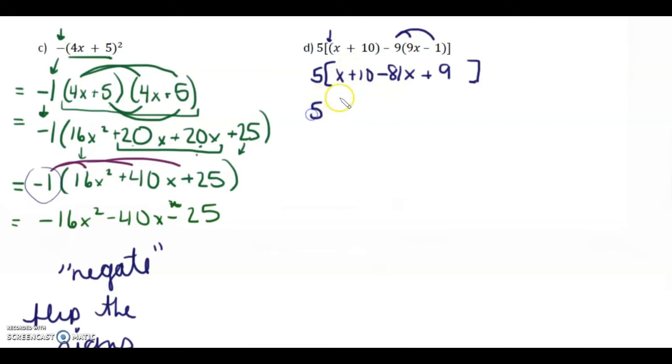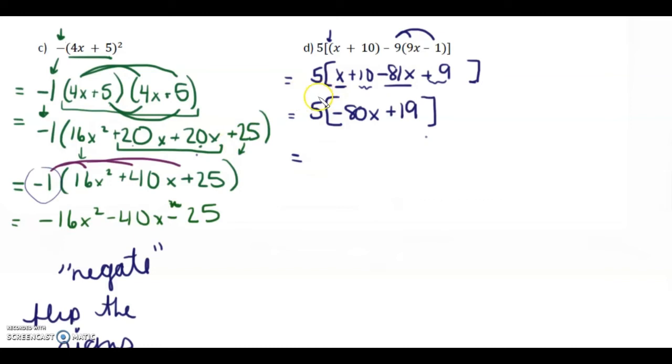Okay, bring that 5 down, big bracket. I can put equal signs. Now let's collect like terms here. 1 minus 81 is -80x. And then 10 plus 9 is plus 19. Okay, just remember these are not like terms because one has an x on it and one doesn't.